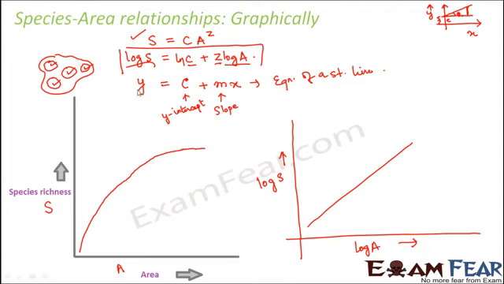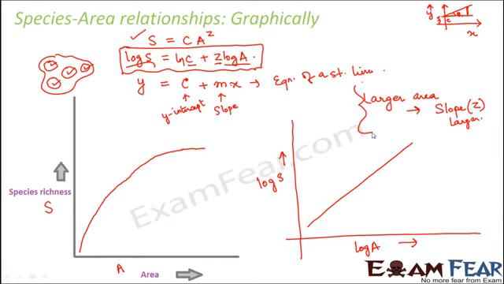The next observation was that this particular relationship can actually give you a lot of information about the relationship between the species richness and area of a particular area. It has been observed that for a larger area, the slope is larger. That means the value of the slope. So if you are trying to analyze the species area relationship of a larger area, the slope, and what is slope? Slope is nothing but the value of Z. So Z is going to be larger. So a larger area has got a larger value of Z.